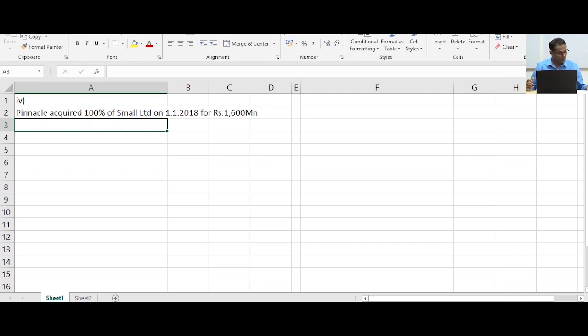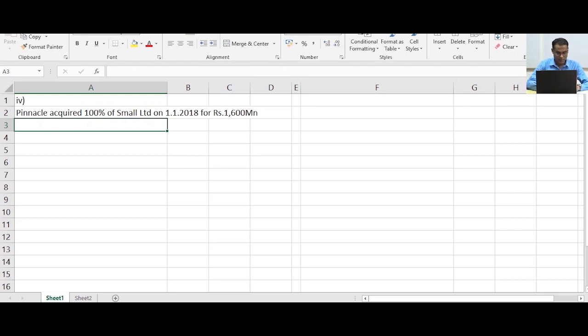Okay, so then as per the information given in the pilot paper, it was mentioned at the very beginning of my tutorial, on 1st January 2019 Pinnacle sold the entire holding of Small Limited for 5,400, as it's not a related business to Pinnacle PLC.